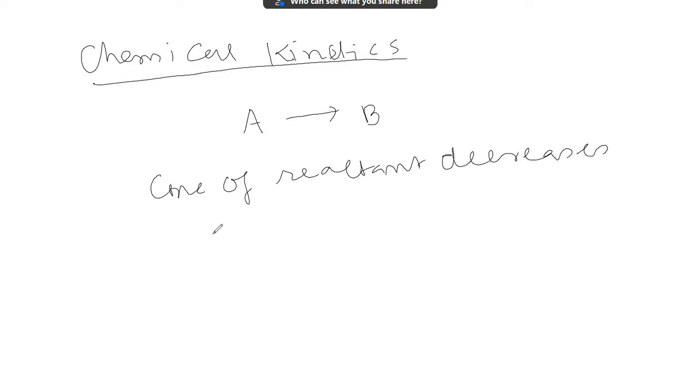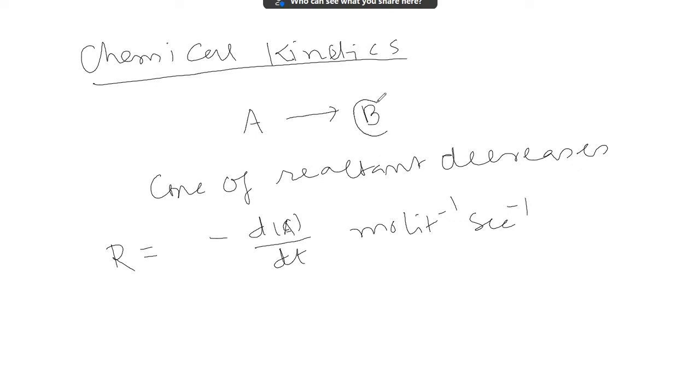The decrease in the concentration of the reactant is denoted by these terms. Differential coefficient is dA by dt. Minus dA is the decrease in concentration of A with time. Now it is represented as the rate of the reaction. Now what is the unit of concentration? Moles per liter. Time, if I take it to be second, so the unit of rate should be moles per liter per second.